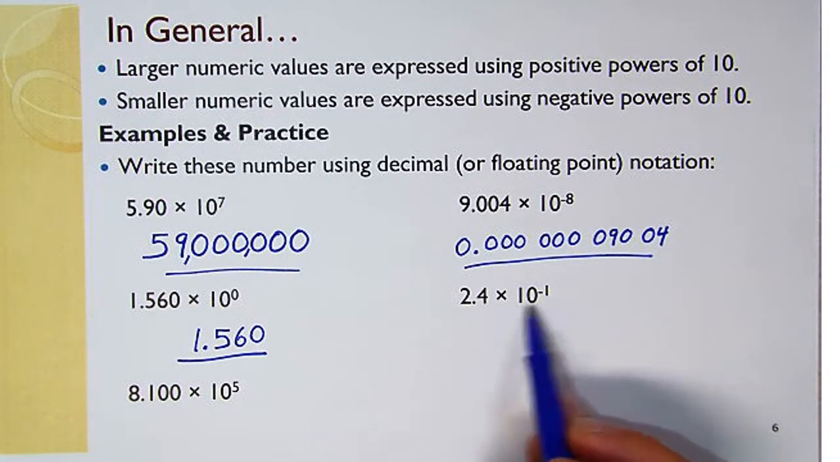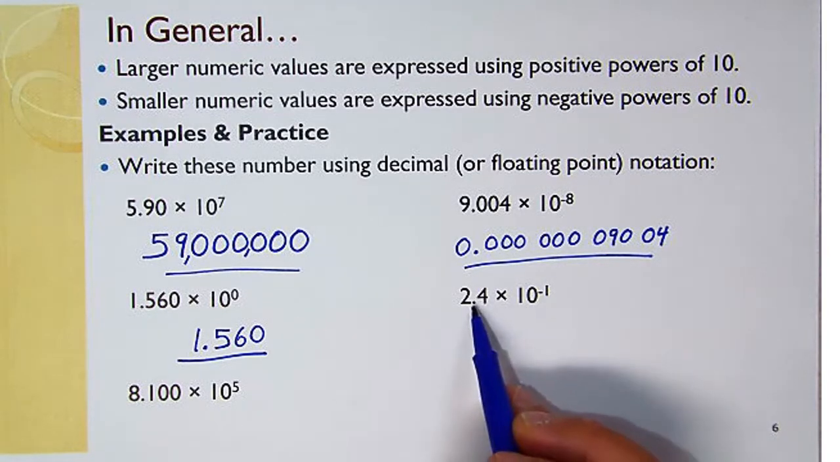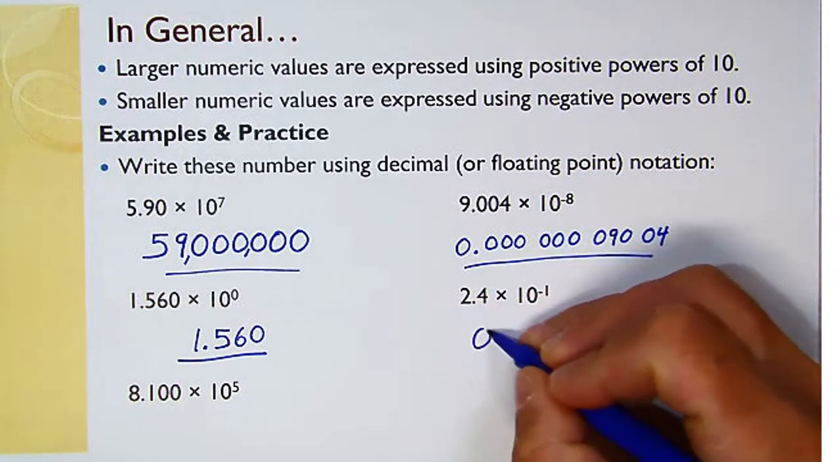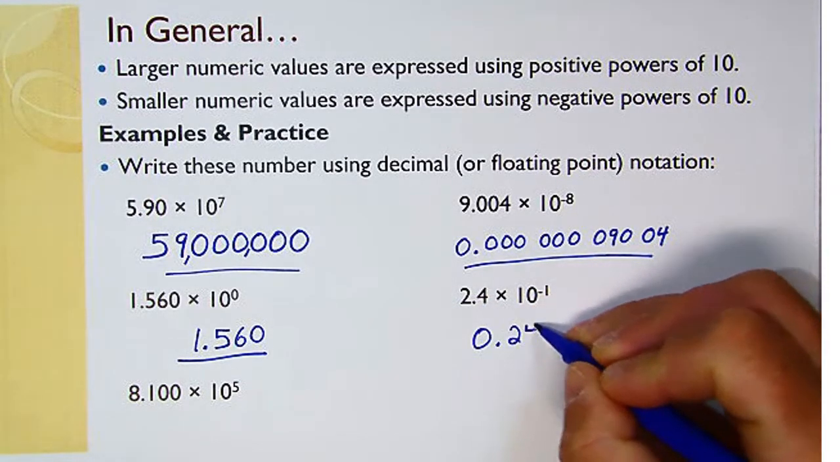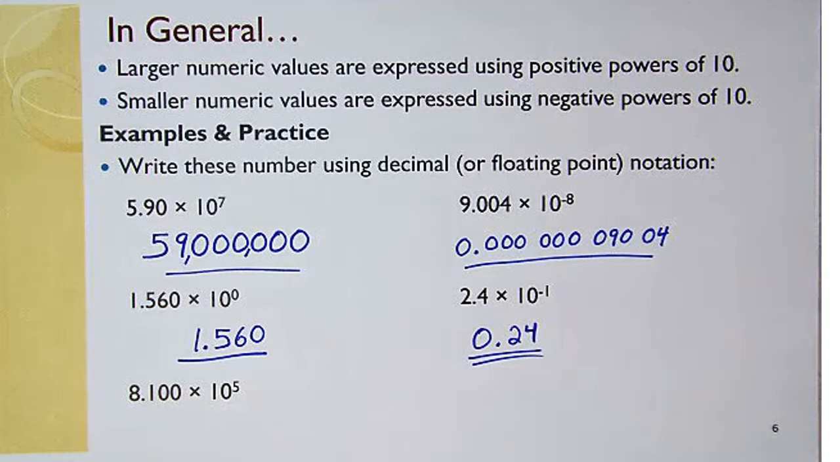2.4 times 10 to the negative 1. Well, this is a small number, so we better move the decimal to make this a smaller number. 0.24. 1 place smaller is 0.24.